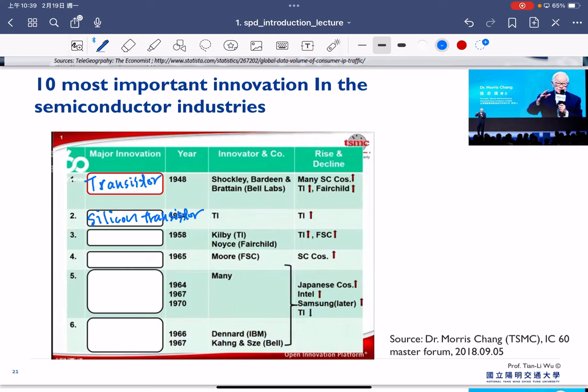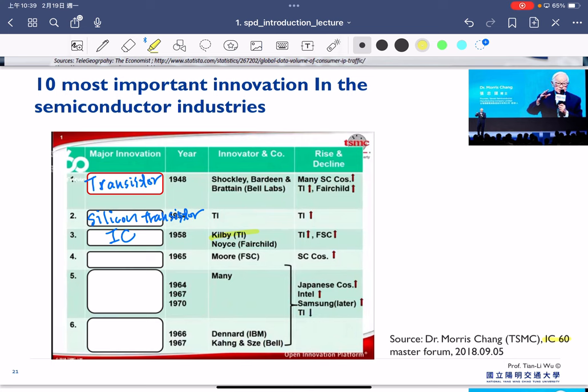And the third one is the IC technology. That means we start to have the integrated circuit, and this came from 1958. This is a slide from 2018, so that's actually 60 years of IC technology development. That's why Dr. Morris Chang made this talk to summarize the important innovations. And one of the key persons to come up with the idea for the IC is Kilby from Texas Instruments here.